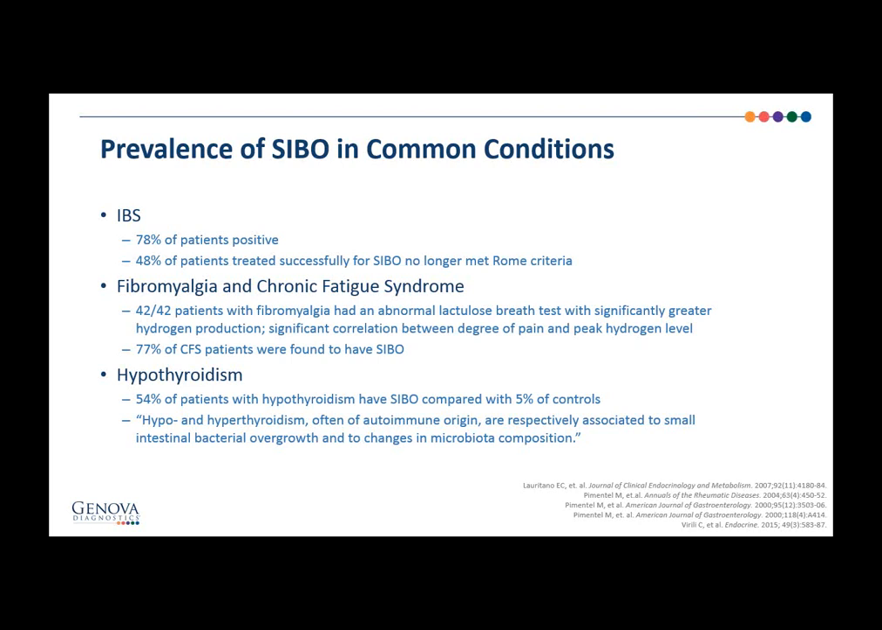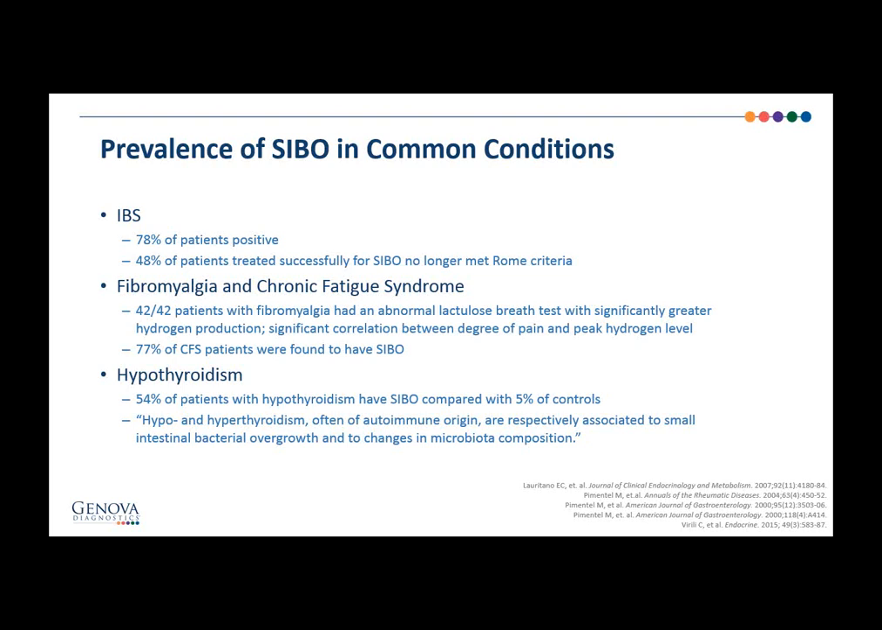Fibromyalgia and chronic fatigue syndrome are another population where SIBO is common. One paper quoted that 42 out of 42 patients with fibromyalgia had an abnormal lactulose breath test with significantly greater hydrogen production, and there was a correlation between the degree of pain the patient was experiencing and the peak hydrogen level. These numbers are going to vary from study to study, but they're still pretty significant. 77% of chronic fatigue syndrome patients were found to have SIBO in another paper.